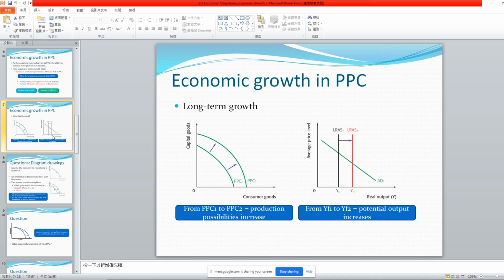PPC is a very basic concept, and AD-AS you have just learned. So if you have any confusion, please just feel free to ask.